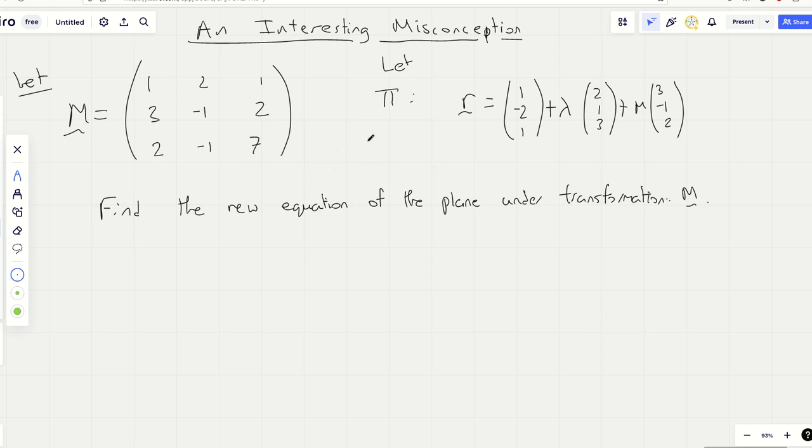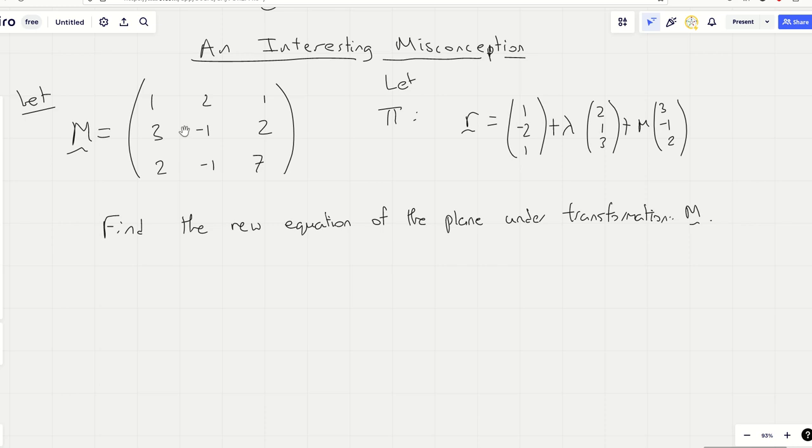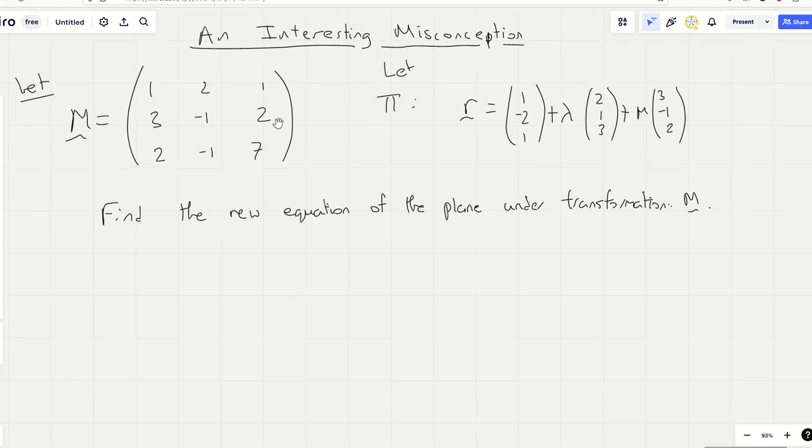Okay, hi. This was a question that James asked me in class today, and it's a really interesting question. And I finally cracked, I think, why the proof works anyway. So, okay, here's an interesting misconception.